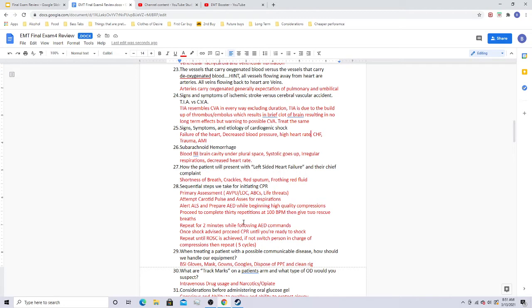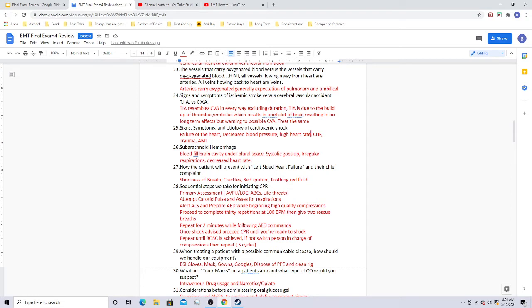How the patients will present with left-sided heart failure and what their chief complaint will be. Shortness of breath, there will be crackles, red sputum, and frothing red fluid. So not in all patients will you see frothing red fluid, but red sputum is generally a pretty good indicator, and crackles is also another great indicator.